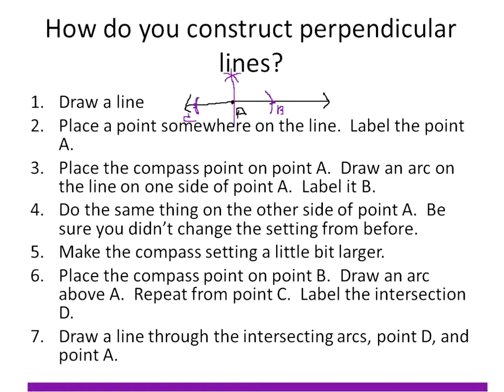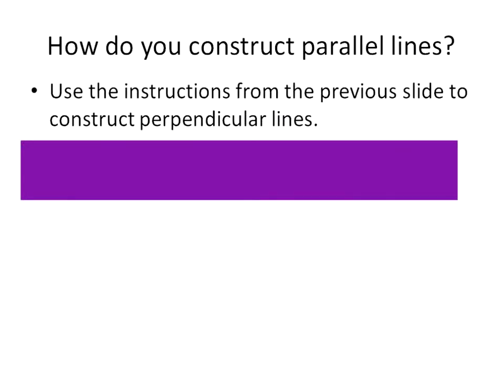So, if I want to draw a parallel line, what do you think I'm going to have to do? If this line is perpendicular to this, it's also perpendicular to this. So I need two perpendicular lines to get two parallel lines. Basically, here's what you're going to do. You're going to use the instructions from the previous slide to construct a pair of perpendicular lines. And once you've done that, then you're going to do it again. So let's look at what that looks like. I'm going to do a better job this time.